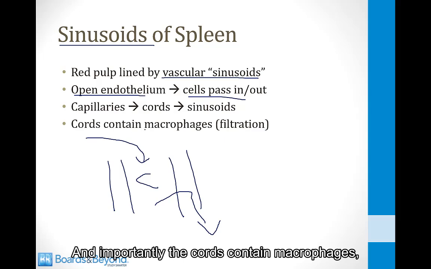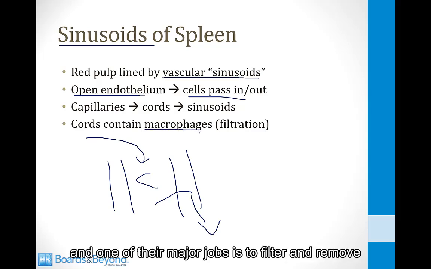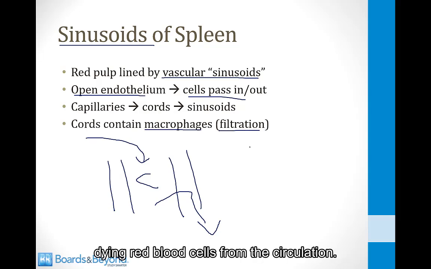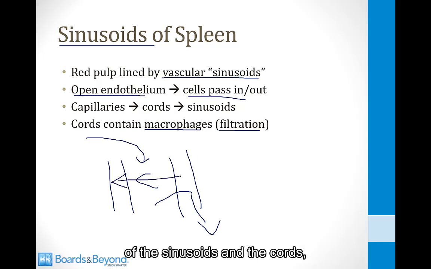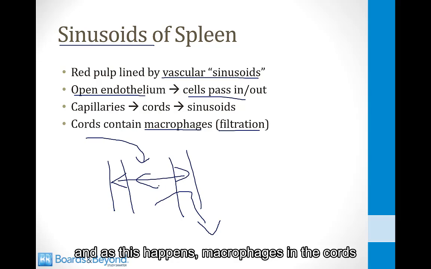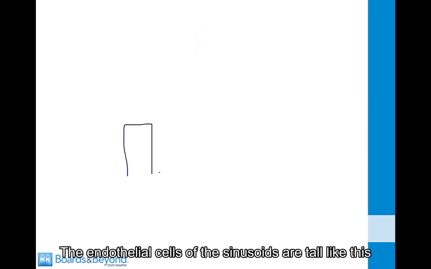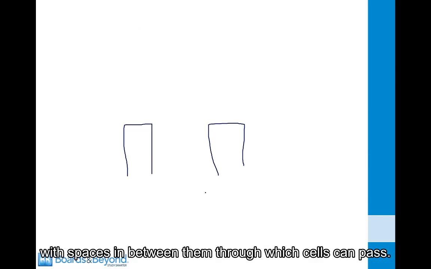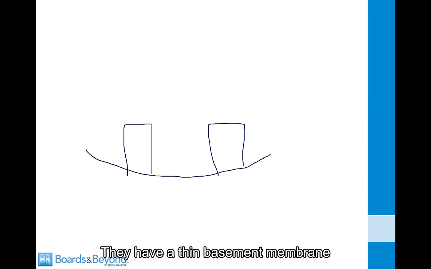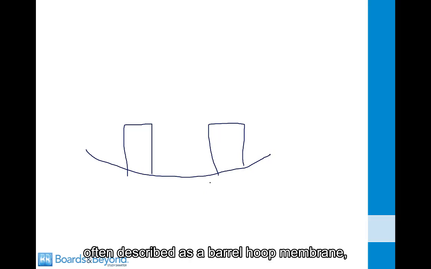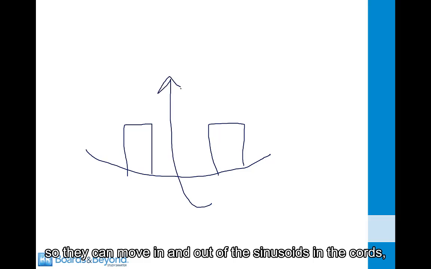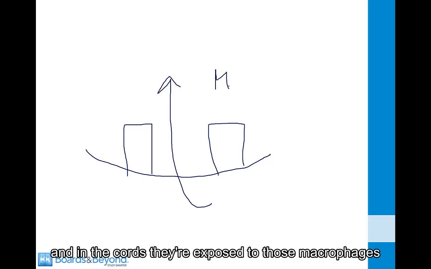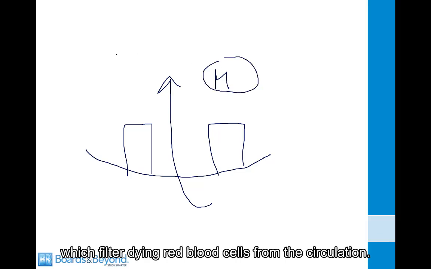And importantly, the cords contain macrophages, and one of their major jobs is to filter and remove dying red blood cells from the circulation. So blood in the spleen is constantly going in and out of the sinusoids and the cords, and as this happens, macrophages in the cords are removing old red blood cells. The endothelial cells of the sinusoids are tall like this, with spaces in between them through which cells can pass. They have a thin basement membrane, often described as a barrel hoop membrane, but this is not enough to stop the passage of blood cells, so they can move in and out of the sinusoids and the cords, and in the cords they're exposed to those macrophages which filter dying red blood cells from the circulation.